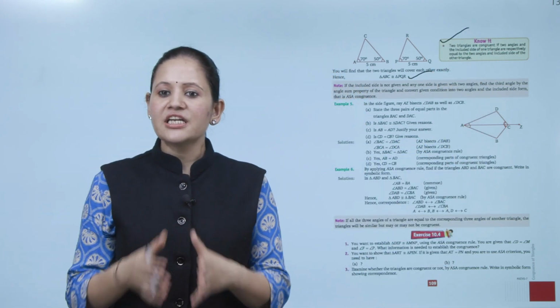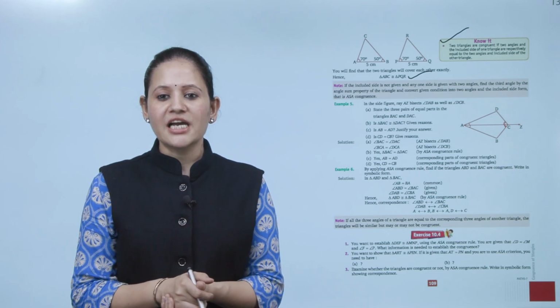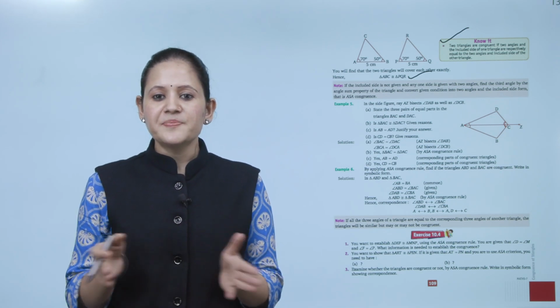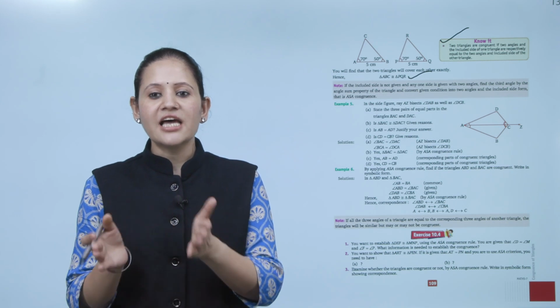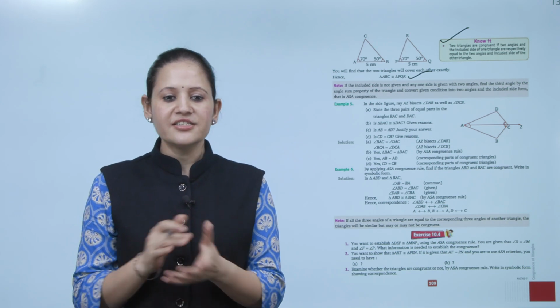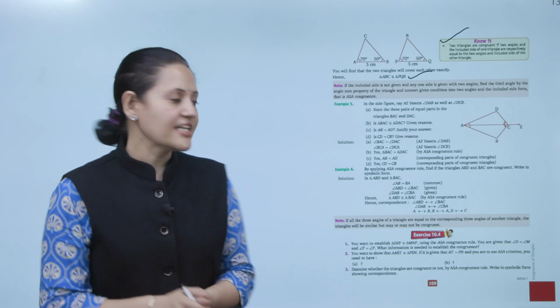Know it. Two triangles are congruent if two angles and the included side of one triangle are respectively equal to the two angles and the included side of the other triangle. Clear? Next, we will take an example.